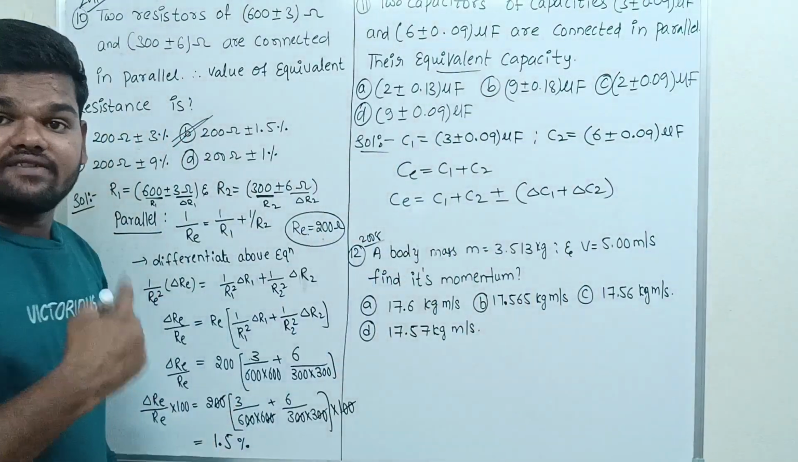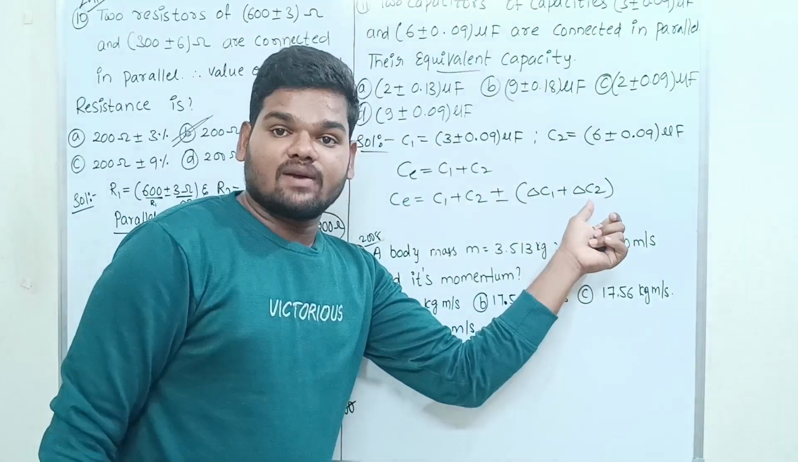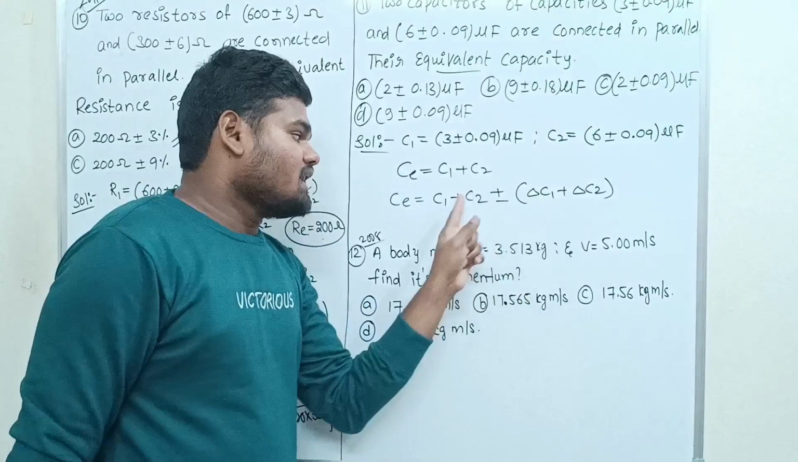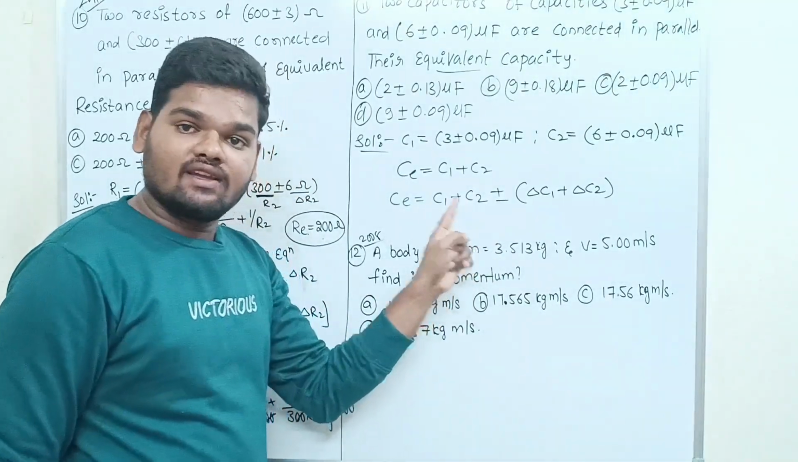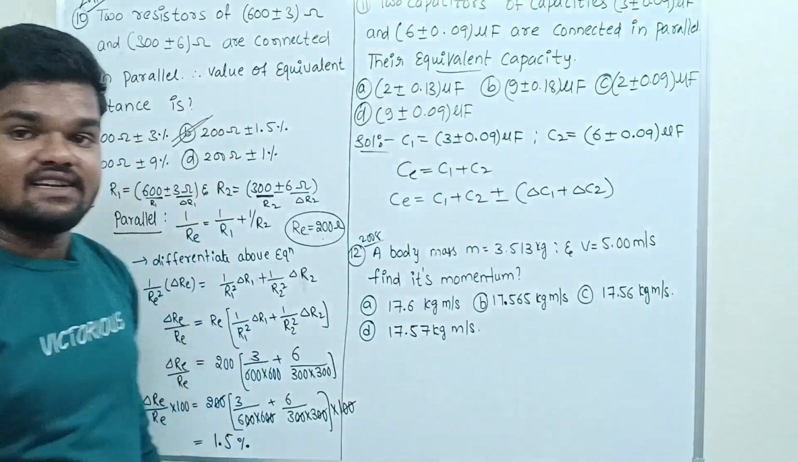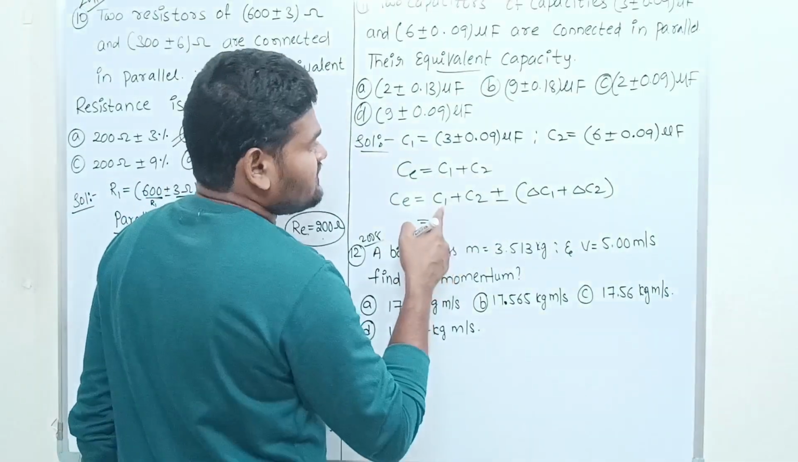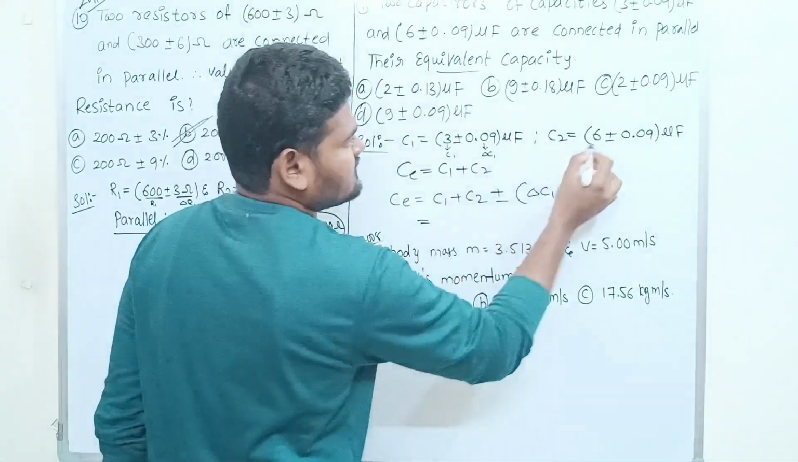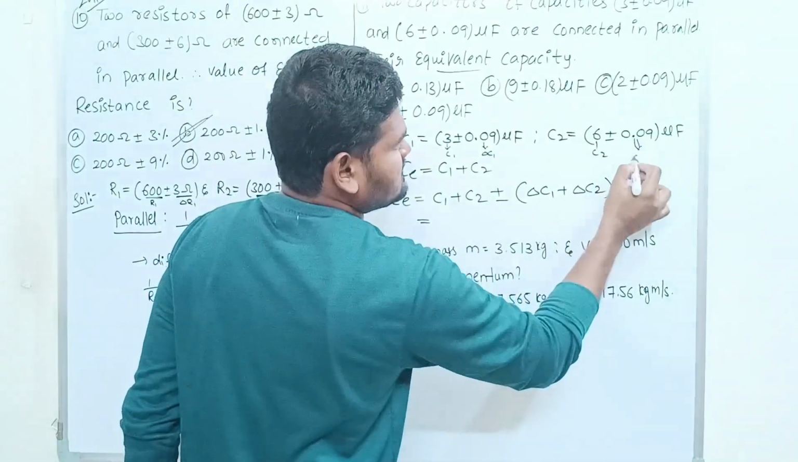In the combination of additions, we discussed this formula. In subtraction you will get the same formula, but here you will get minus. If you have any doubt, watch that lecture on combination of errors. So what is C1? This is C1 delta C1, C2 delta C2.